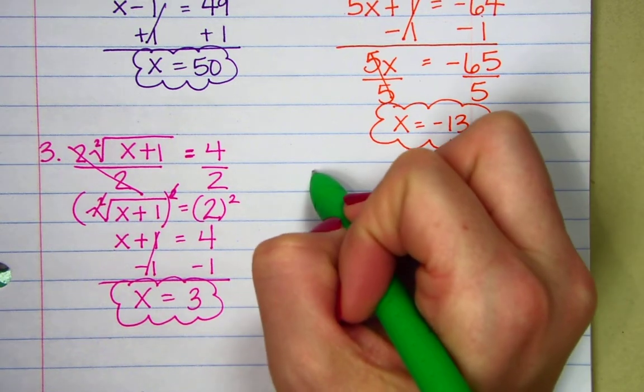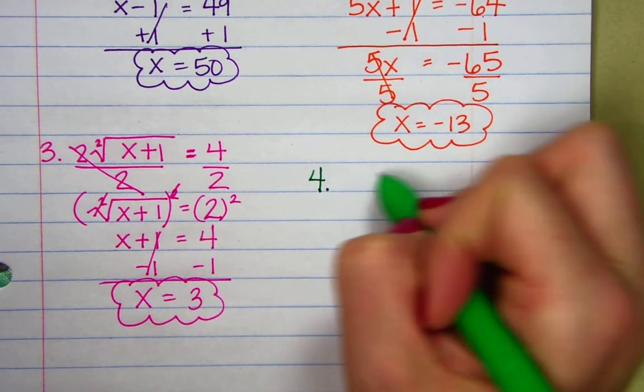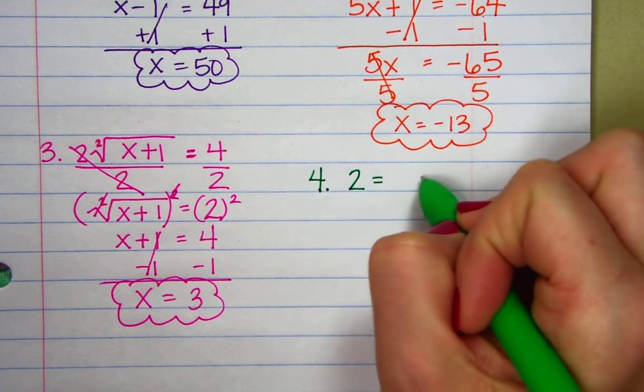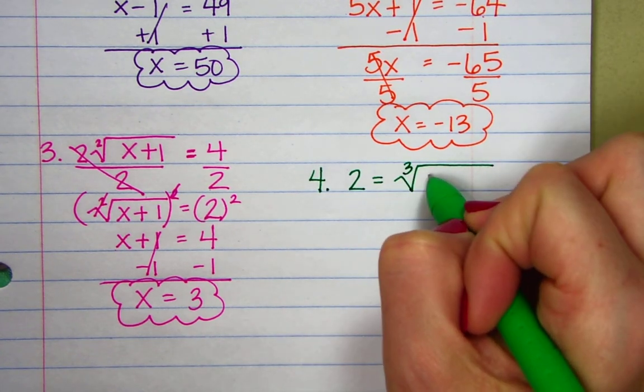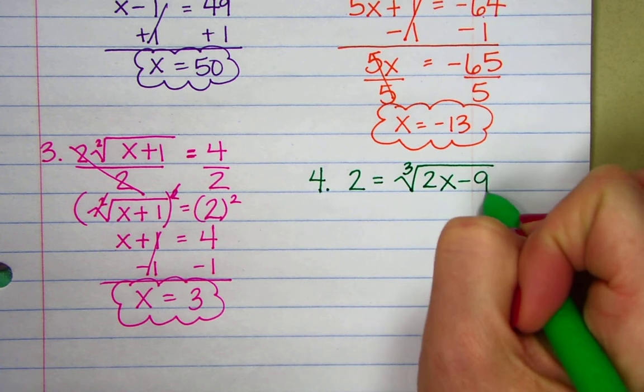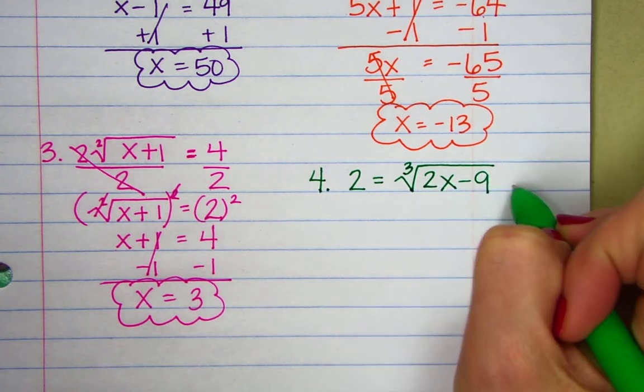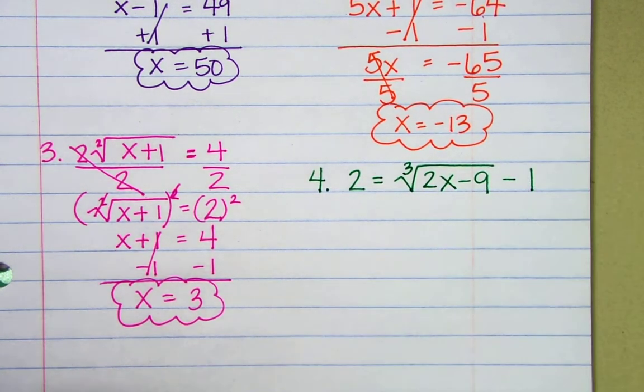Okay, let's see, number 4. I will get 2 equals the cube root of 2x minus 9 under this cube root, and then minus 1 outside the cube root.